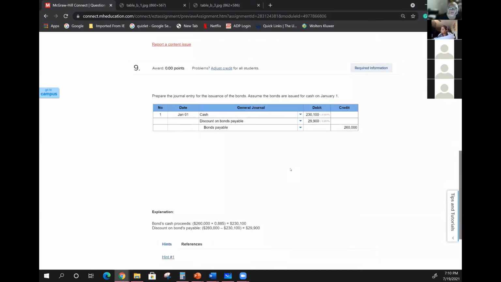Now, if this was a premium, then your cash would be higher than that bond payable. So let's say it was 270,000. You would have cash of 270,000, a credit for your bonds payable for 260, and then a credit for your premium on bonds payable for 10,000. So these two would be the same debit and credit, except the cash obviously will be different. The discount is a debit, and when you're doing a premium, the premium is going to be on the credit side.